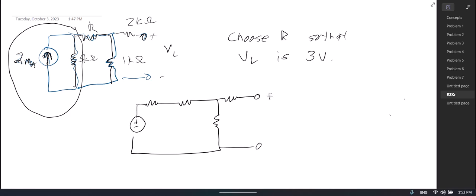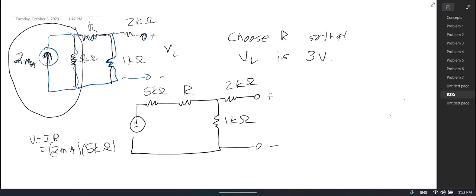this is a good problem because it illustrates several things. And so this stays 5 kilo ohms. The voltage, V equals IR, will be 2 milliamps times the resistance, 5 kilo ohms. A milli and a kilo cancel each other out, so that would be 10 volts. So I have 10 volts right there. And now I want the voltage across right here to be 3 volts.